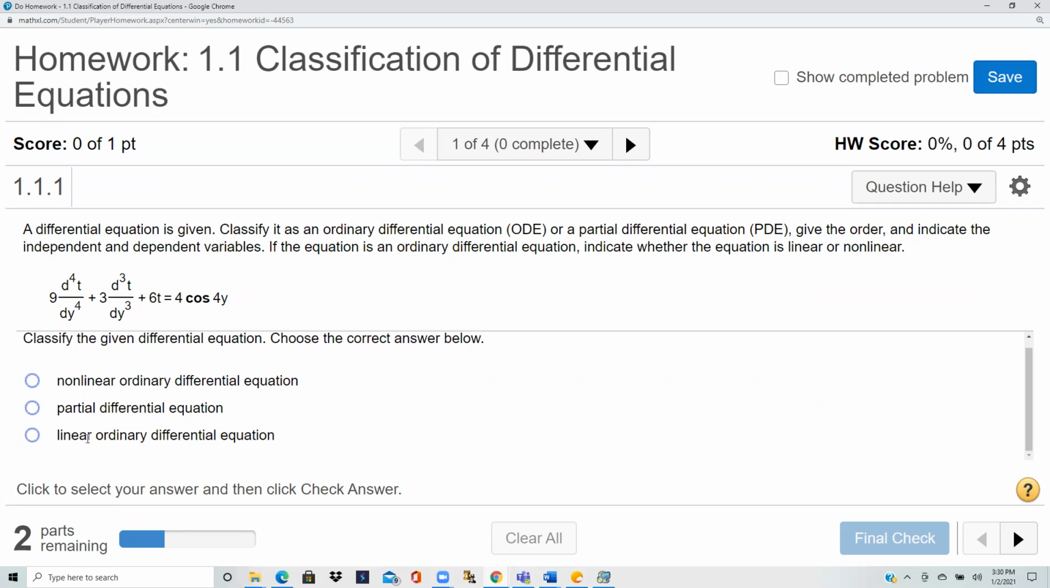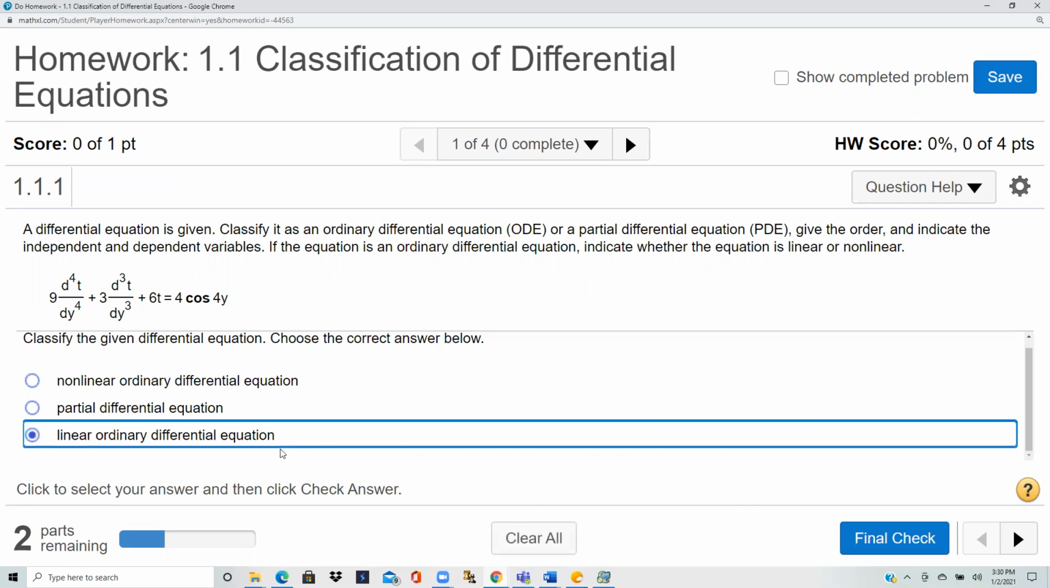And let's see, is it linear or is it non-linear? So this derivative is appearing to power 1. This derivative is also appearing to power 1. And here it's dt by dy. So the dependent variable is t in this case, and so 6t, that's also power 1 for the t. And the other term we don't care, because that's for the independent variable. So this is fine. Everything about a linear equation is satisfied, and this is a linear ordinary differential equation.